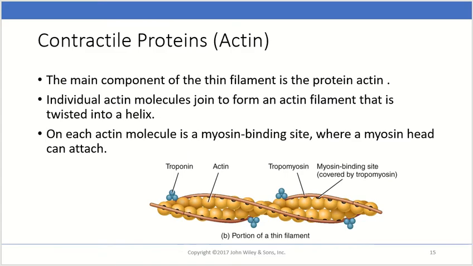Our next contractile protein is the actin filament. This is what's going to be making up our thin filaments. Individual actin molecules, which we can see here, look kind of like beads, and they are going to join together to form actin filaments that are twisted together into a helix shape. On each actin molecule, there's going to be a myosin binding site, and this is where the myosin head is going to attach, so that it can walk down that thin filament.